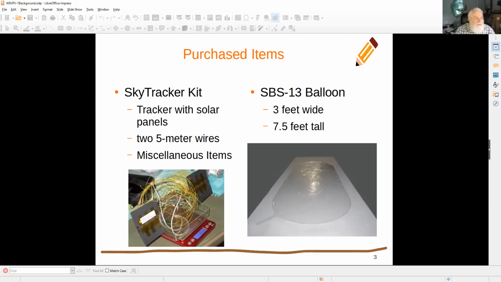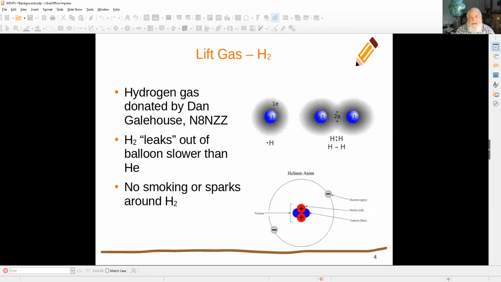On our first successful launch, which was the W8MV-11 here, they gave us a pre-stretched balloon. We needed to pre-stretch this. They said, we did that once, we're not going to do it again here.